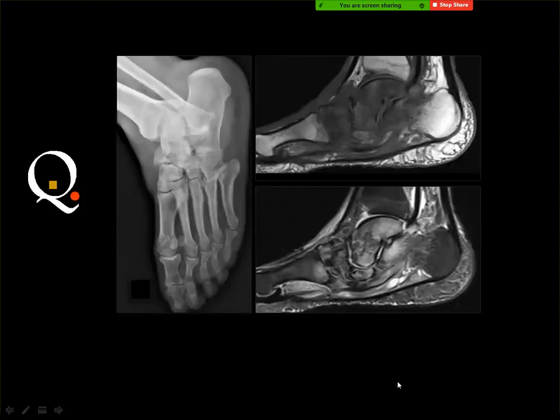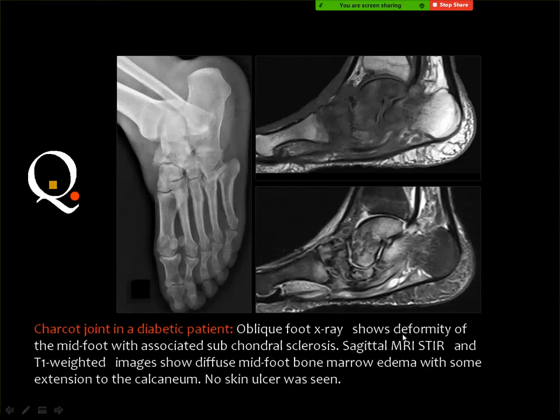Okay, and this is X-ray, MRI T1 and T2. Yes, this is the diabetic foot, you may call this, because of the osteomyelitis. How do you know that this is osteomyelitis? Bone marrow edema, low signal on T1, high signal on T2, obliteration of the joints, erosive changes in the bones, and some abscesses in the soft tissues.